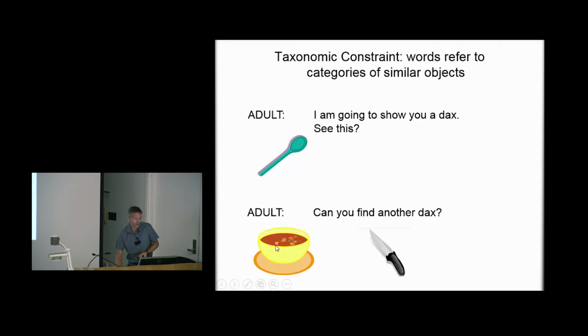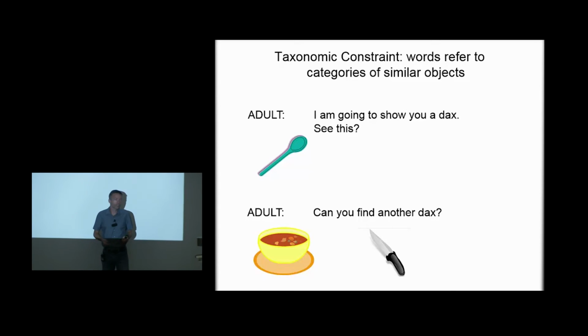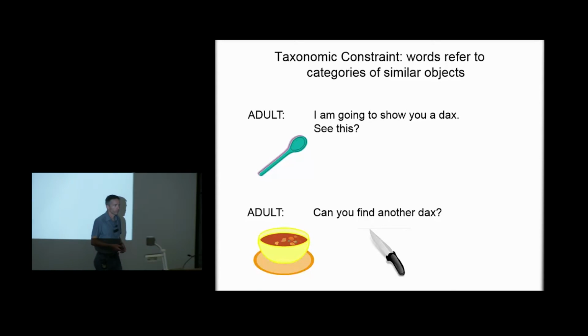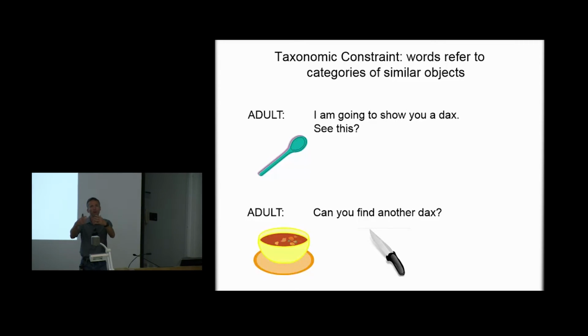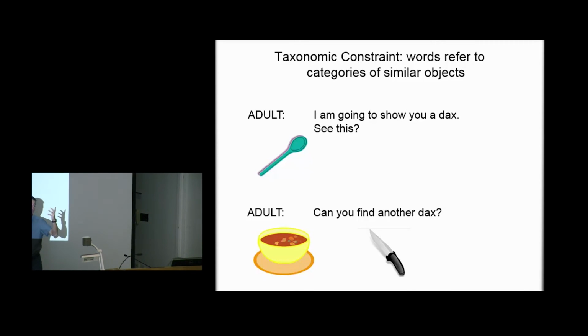So you can eat soup with a spoon, but the child will rather refer to the knife, making the assumption that a new word like DAX refers to a similar object, right? It falls in a similar part of a taxonomy. It's some tool-like thing, probably, the DAX. That's probably what the adult is referring to.